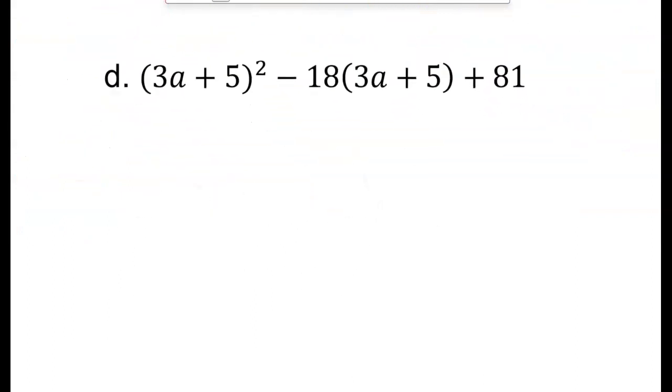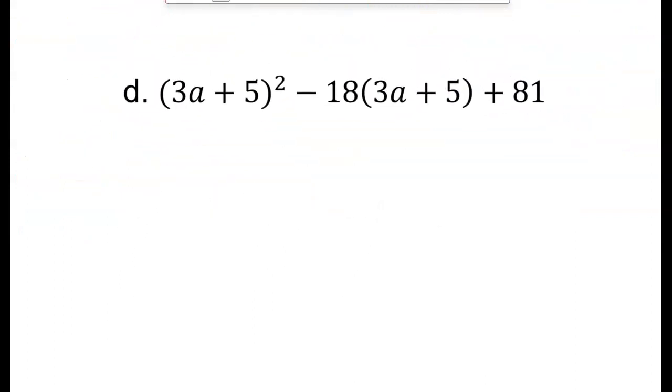All right, now look at the next one. A lot of people, and again, I look at this, I don't need it. This is probably the time that I think using u substitution makes the most sense. When I look at this, I have a quantity, 3a plus 5 squared, minus 18 times the quantity 3a plus 5 plus 81. Now, you could FOIL that first one out, distribute your negative 18, put it all together, and then factor. What if we can save some time?